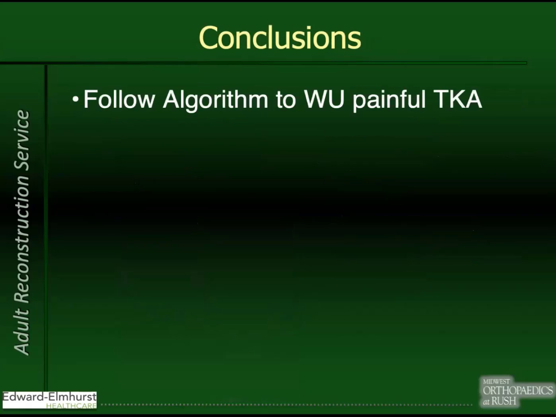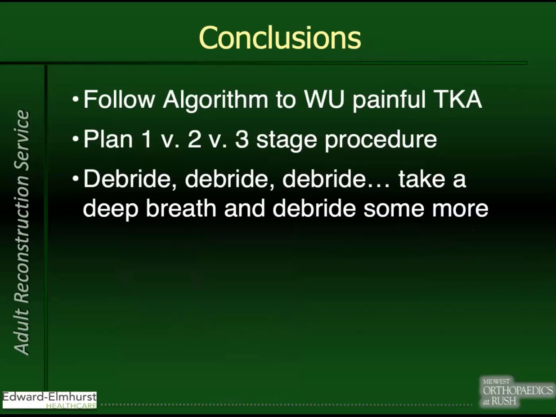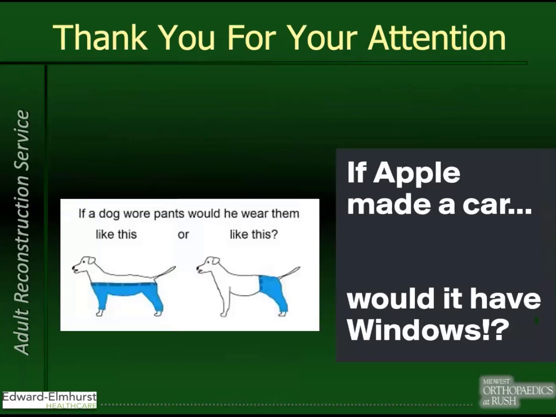Just as a conclusion, follow an algorithm to work up the painful knee. Plan your procedure: 1 versus 2 versus 3-stage type procedure. Debride, take a deep breath, and then debride some more. Consider your constraint level. Don't fear the hinge when it's indicated. Beware of that rotational constraint.